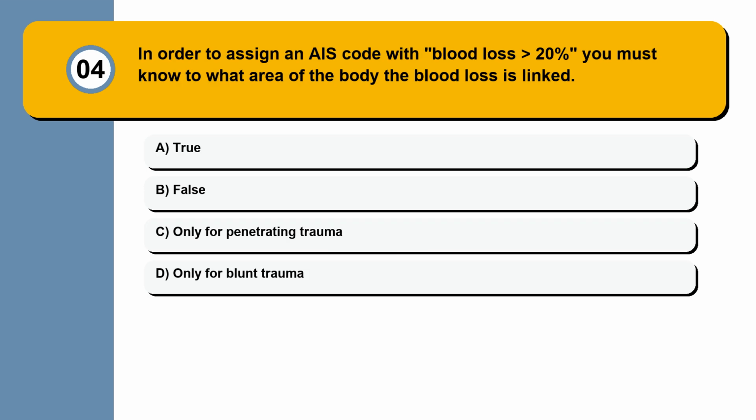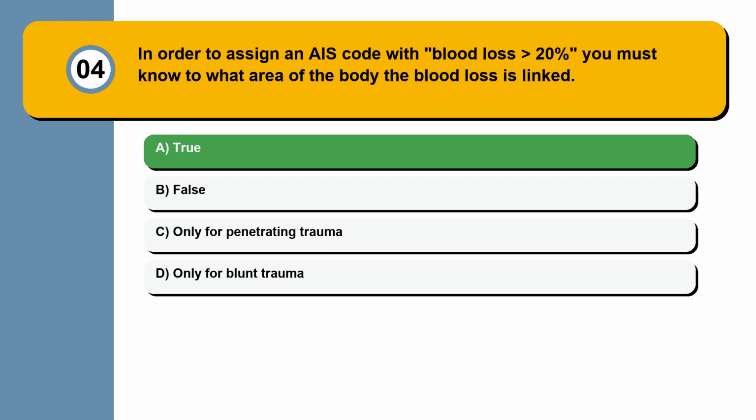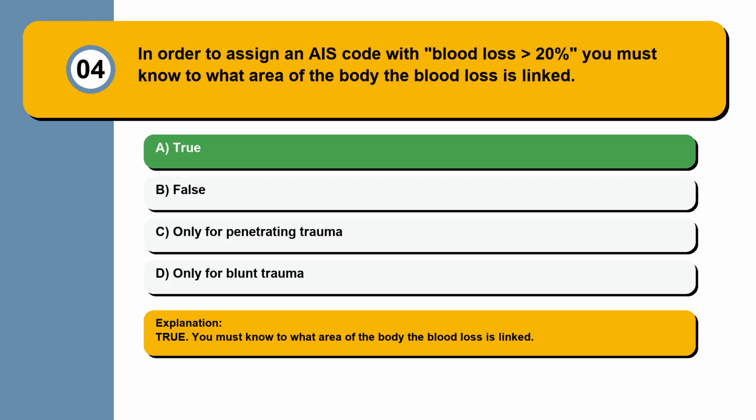Question 4. In order to assign an ACE code with blood loss greater than 20%, you must know to what area of the body the blood loss is linked. True, false, only for penetrating trauma, only for blunt trauma. True, you must know to what area of the body the blood loss is linked.